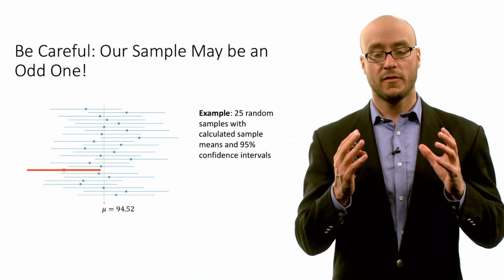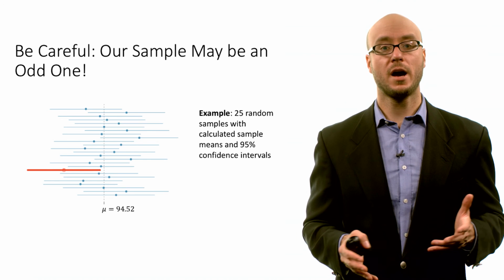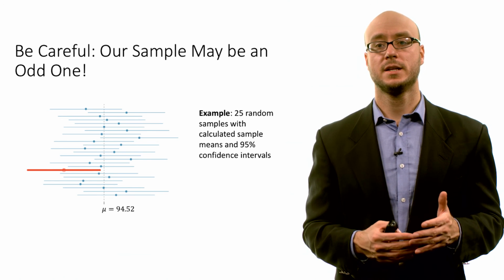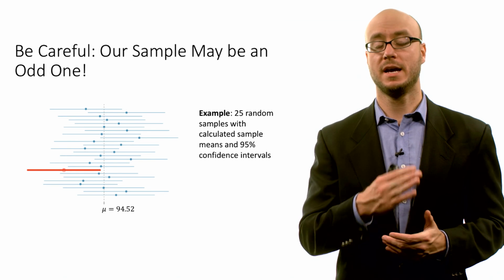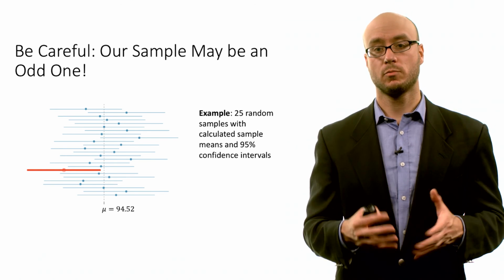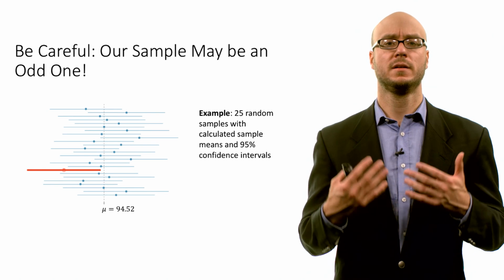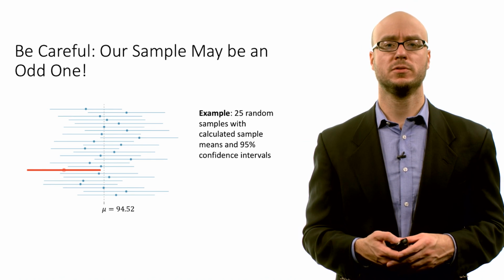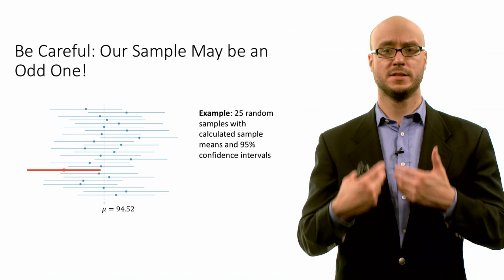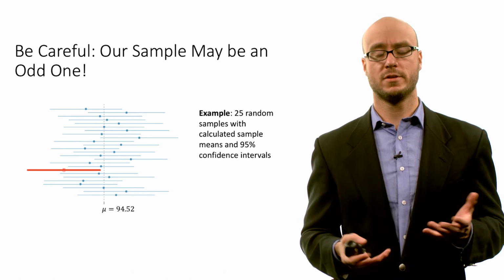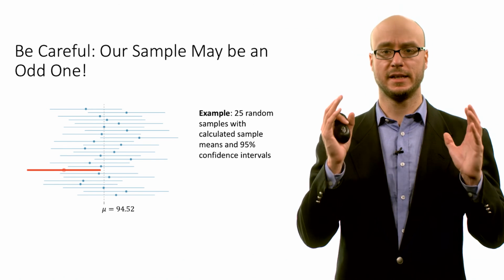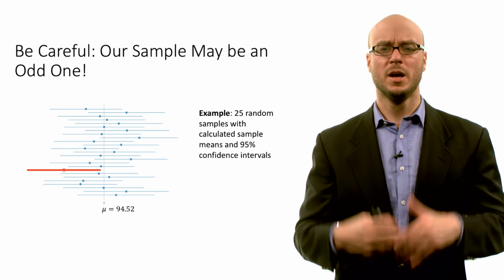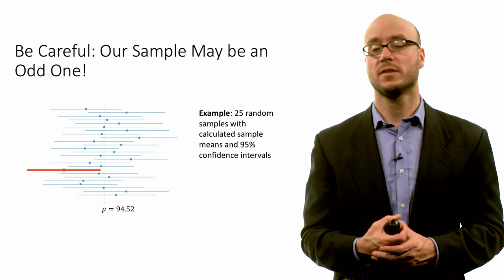Right? Of course, our sample could be an odd one. In reality, it's possible that our true population parameter lies outside our interval. But we're 95% confident that the interval contains the true population mean. That's because if we were to collect, say, 100 samples, each time collecting a point estimate and constructing a 95% confidence interval, about 95% of those intervals would contain the true population mean mu.